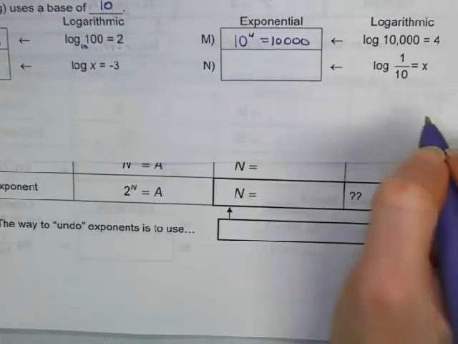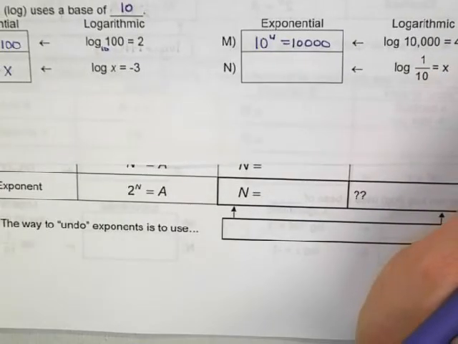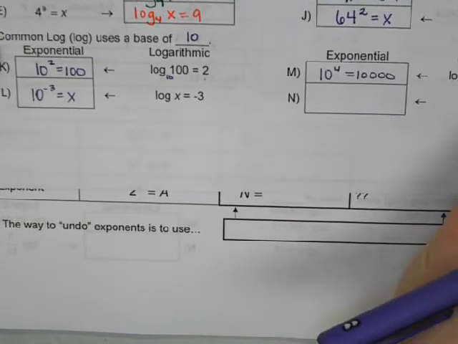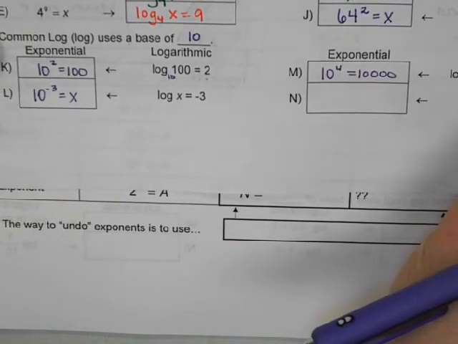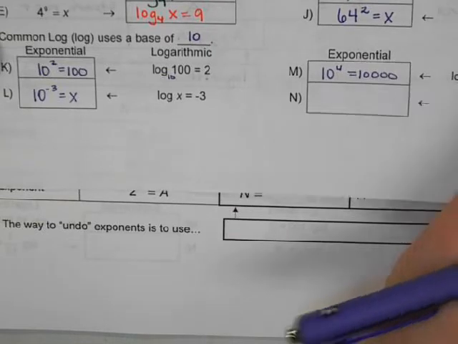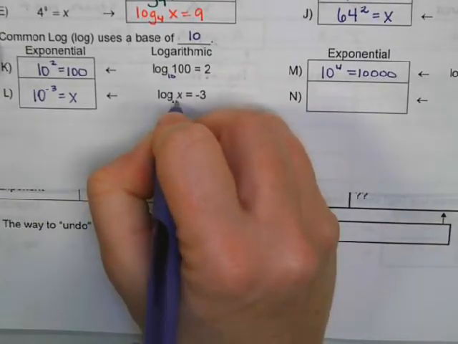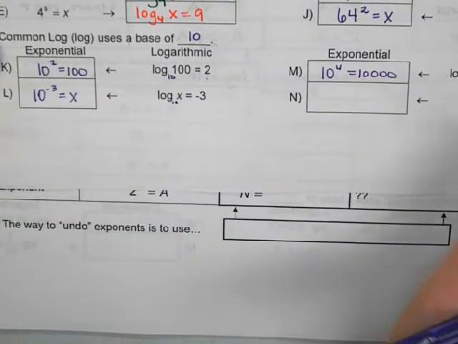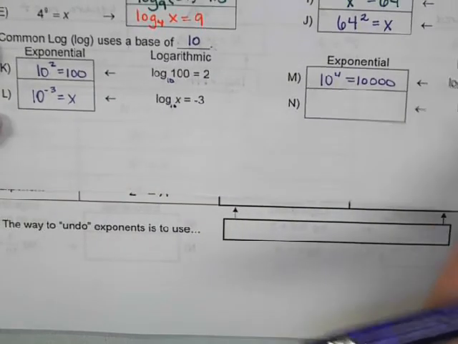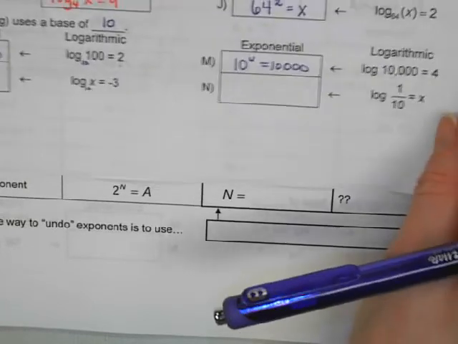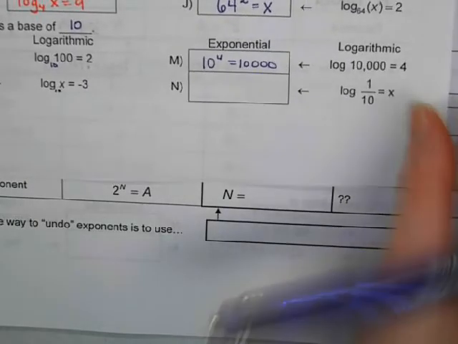Wait a second. The last one confused me. I don't know, where'd you get the 10? That's what you just said. Right here. Okay, it didn't register in my brain. If there's no base written, it's a 10. Oh, okay, that would make sense. Okay, sorry. Okay. So this one, same thing.